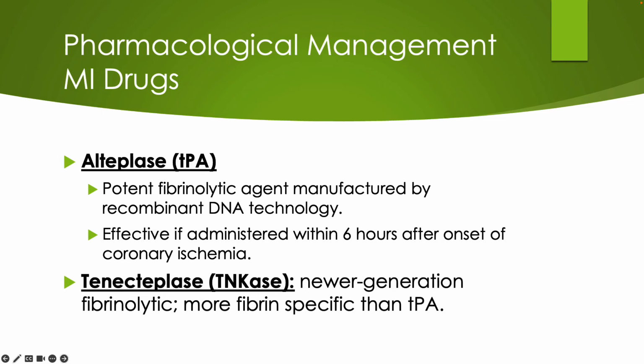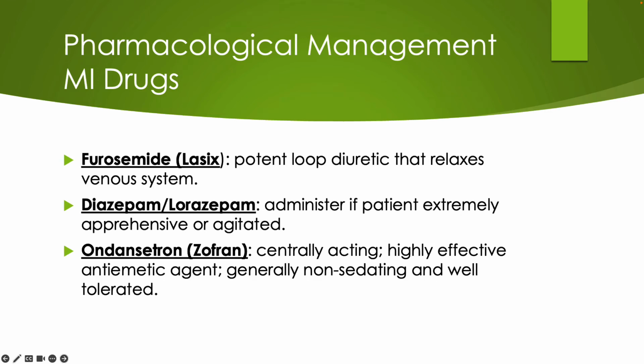Some other drugs: Lasix or furosemide is a potent loop diuretic that relaxes the venous system, often used to help reduce blood pressure or to get excessive fluid off the body. Diazepam or lorazepam, a benzodiazepine, if a patient is apprehensive or agitated. And then Zofran. Many times when somebody has ACS, they experience nausea and vomiting, so Zofran would be something that you would want to consider giving.